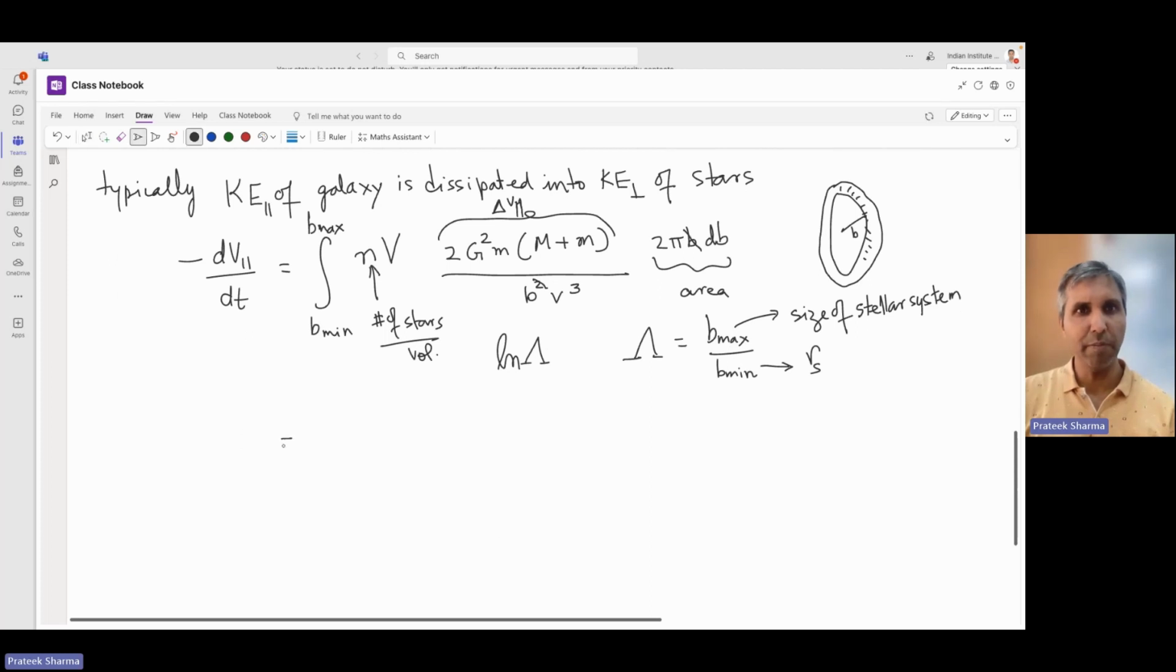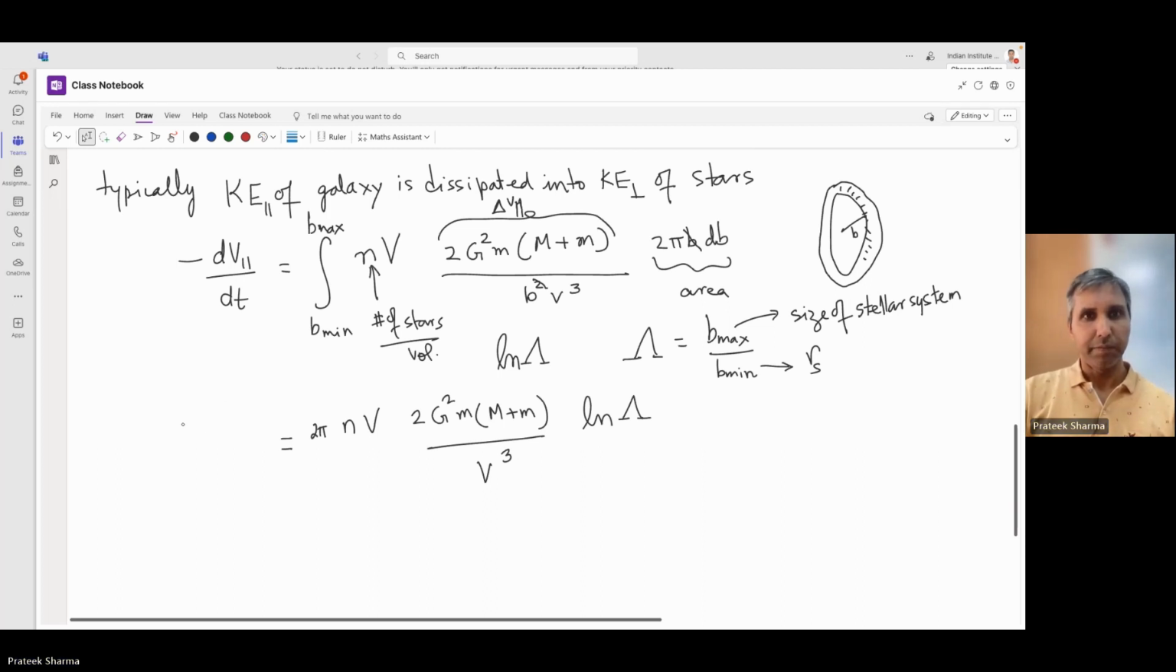So what do we have? If number density, and this just comes out. This is twice G squared, capital M plus small m, by B cube, 2 pi times log of lambda. Okay, so I think this is correct.